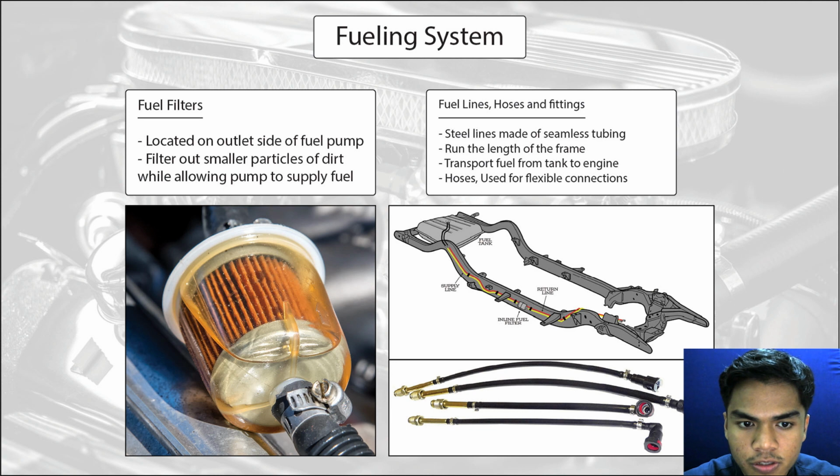The next one is fuel lines, hoses and fittings. They are steel lines made of seamless tubing, running the length of the frame as shown in the picture. Their sole purpose is to transport fuel from the tank to the engine, and hoses are used for flexible connections.